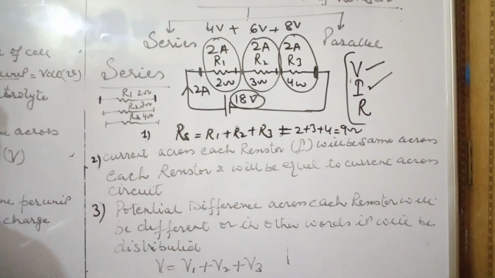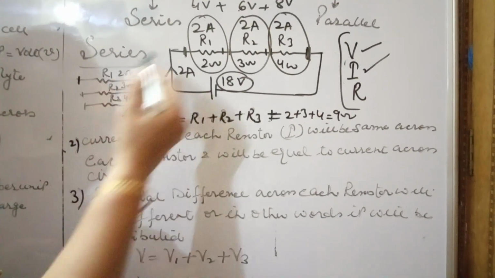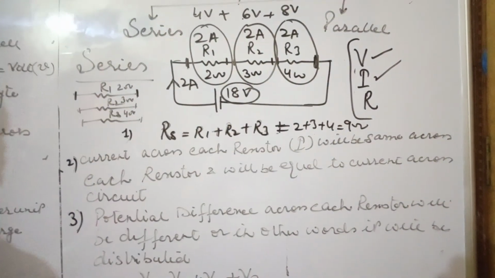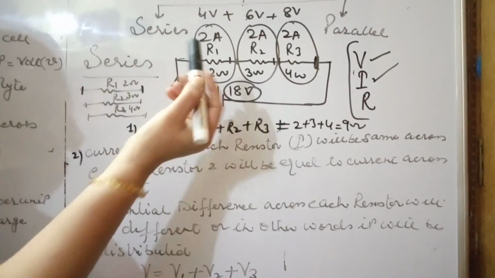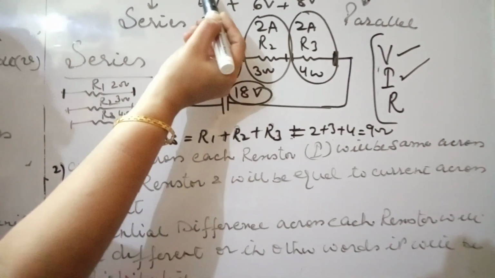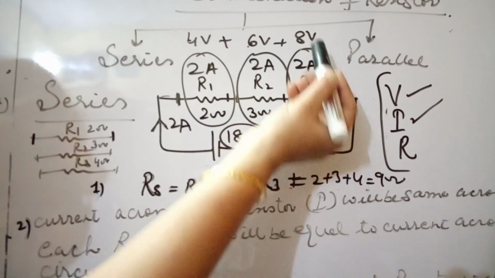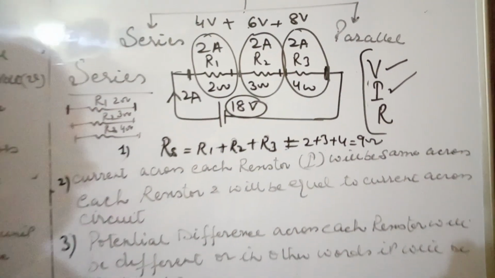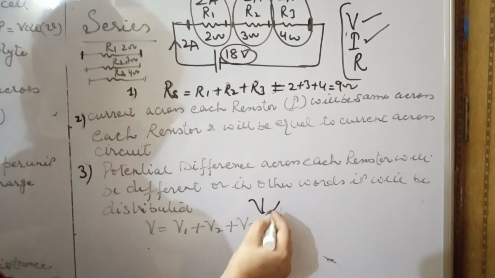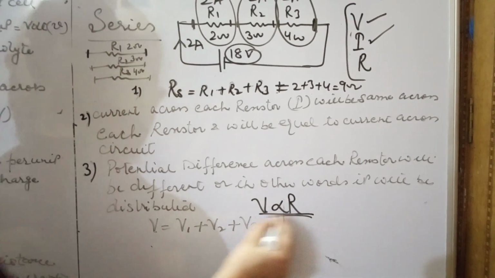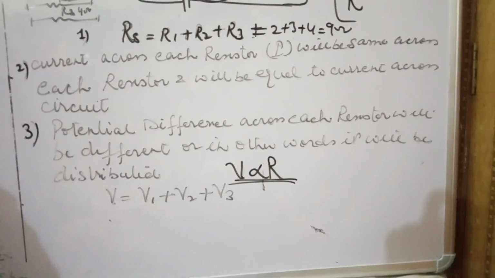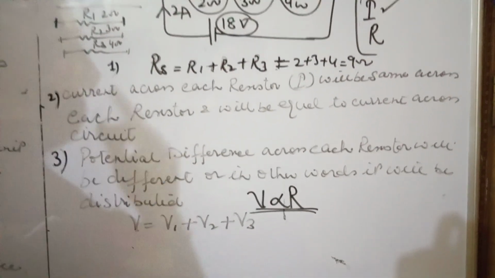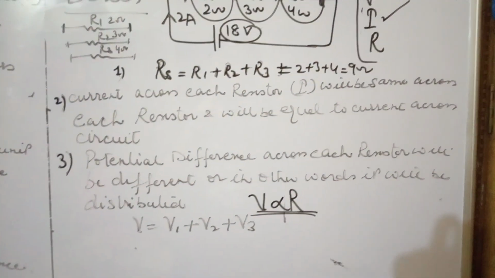So 18 volt of the cell will be distributed in all these three parts and depends wholly and solely on the value of R. Less R, less voltage. More R, more voltage. So in this case, V is directly proportional to R. Means voltage value totally depends upon R. More R, more voltage. So next I will explain parallel arrangement.